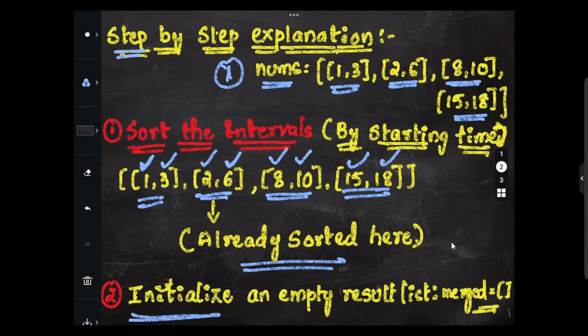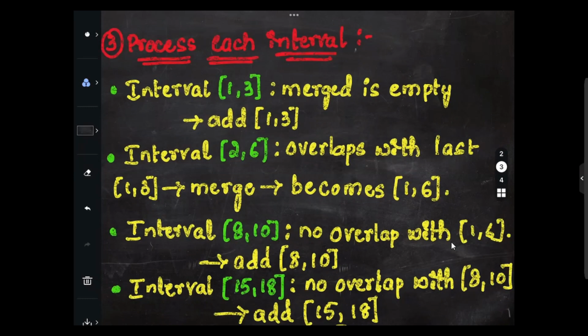So let's move on with the second step here. We have to initialize an empty result, nothing but storing the result somewhere. We are storing that in merged, so we are initializing merged to an empty array. Nothing but an empty result list in this case, right?